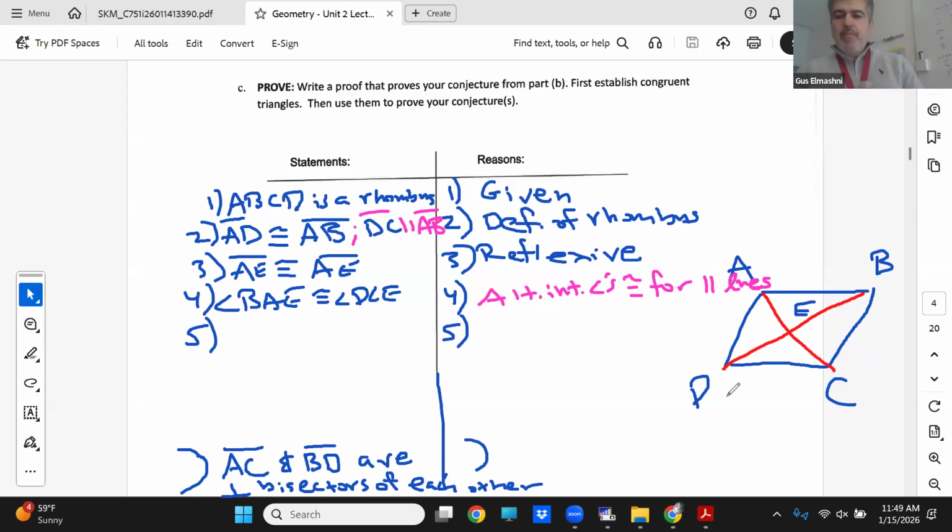Because that's what we're using. So we're using this. Now here's the other thing. I also know that this angle is the same as this angle. I know that angle DAC, or also called DAE, whatever. Angle DAE is congruent to angle DCE.